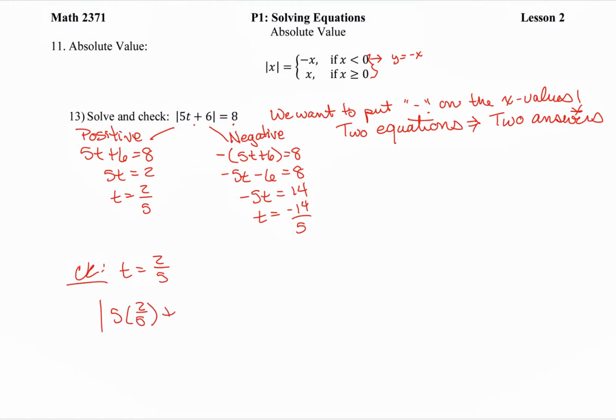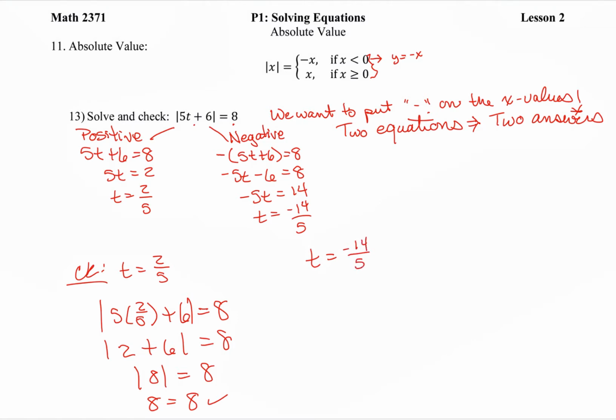Five times two fifths plus 6 equals 8. So this means that the absolute value of 2 plus 6 equals 8. So the absolute value of 8 equals 8. Well, the absolute value of 8 is a positive number, so that means it's 8. So it works. Actually, I am going to check the negative because I want to show you how to work the negative.